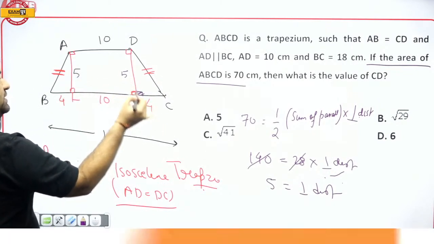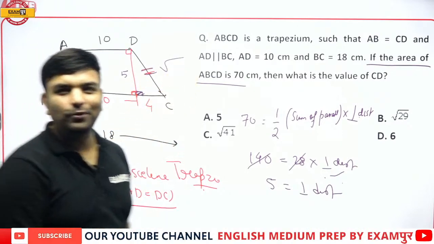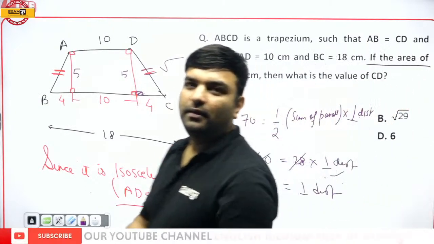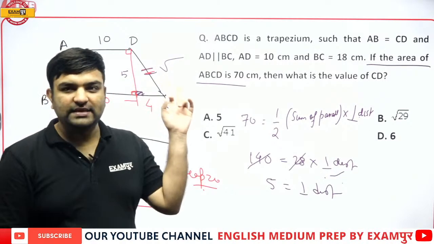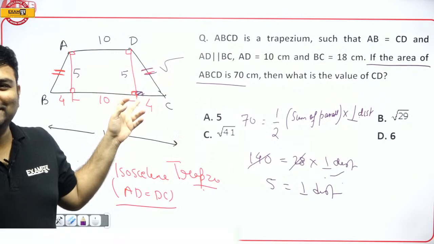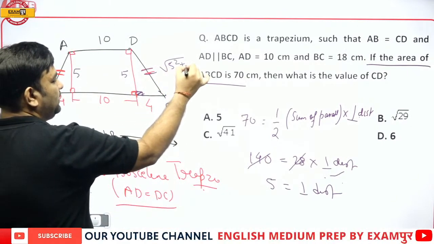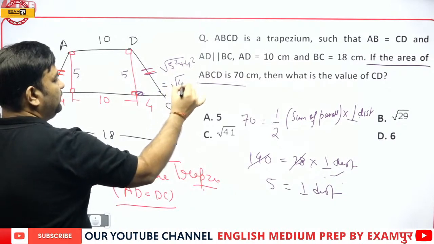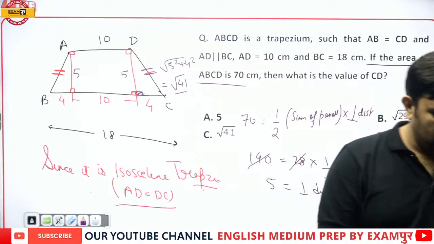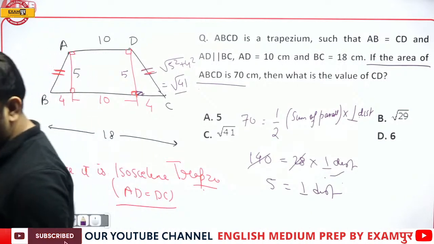If this side is 4 and this is 5, what is the hypotenuse? Don't say 3, because of the triplet 3, 4, 5. Here 5 is the perpendicular, not the longest side. So it's under root of 5 square plus 4 square, under root of 41.